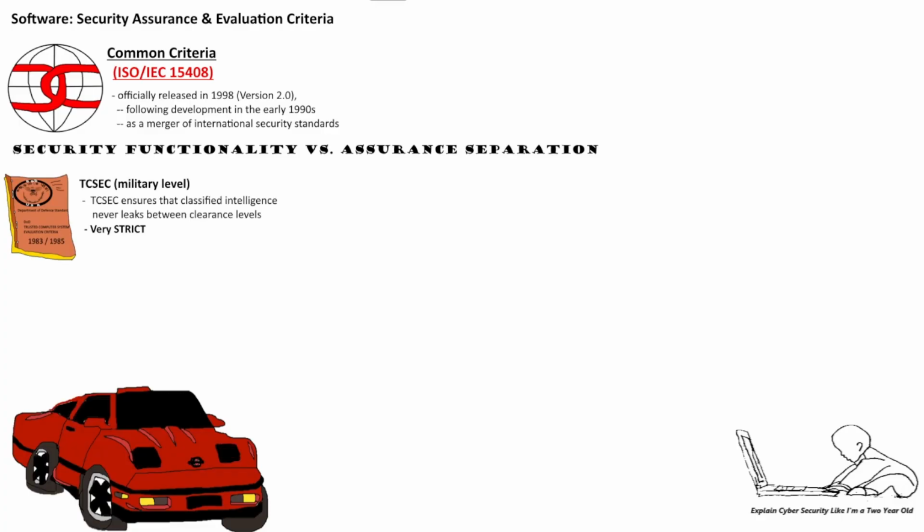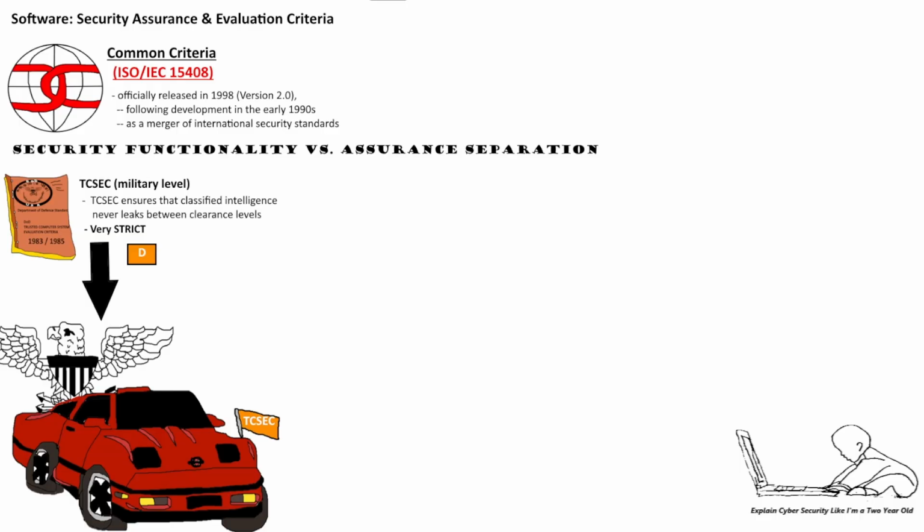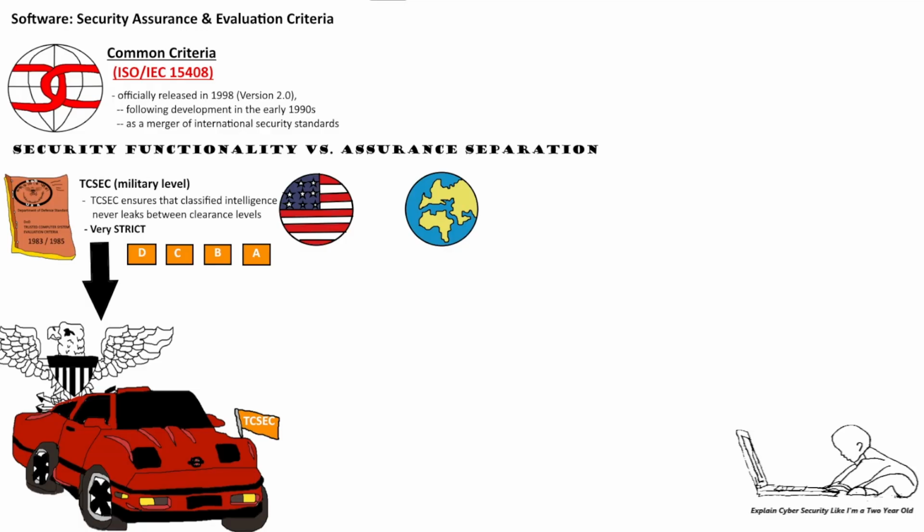Because the TCSEC ensures that classified intelligence never leaks between clearance levels. Remember earlier in the video, we talked about the divisions being Division D, Division C, Division B, and Division A. And ultimately, in each of these divisions, there are very strict controls. So you can think of this analogy as kitting out the USA President's car, or even a secret FBI agent's car. Now, this strict military level classification is great for that kind of thing, but what about A, the rest of the world, and B, cars that don't need that level of very strict classification?